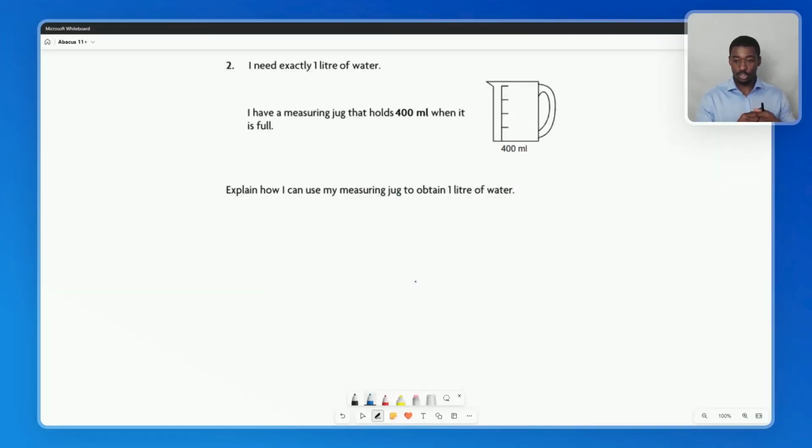Okay, and now for question 2, we're told that we need exactly 1 liter of water. But the measuring jug that we have only holds 400 milliliters when full. So how can we use this measuring jug to reach this goal of 1 liter of water?